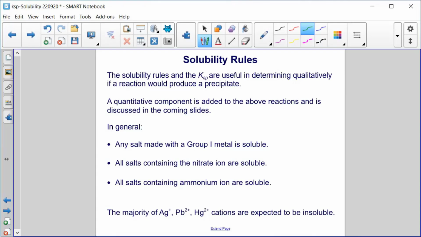In general, any salt made with a group 1 metal is soluble. Any salts containing the nitrate ion are soluble, and all salts containing ammonium ion are soluble. The majority of silver, lead 2+, and mercury cations are expected to be insoluble.